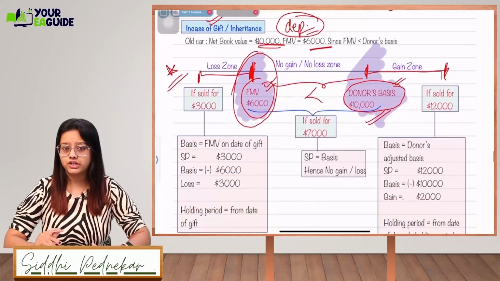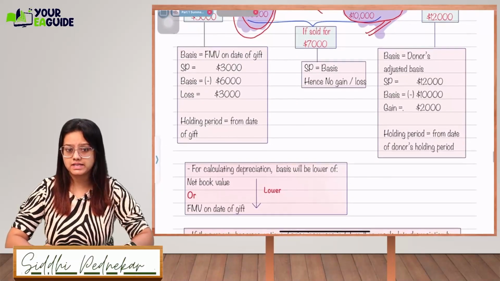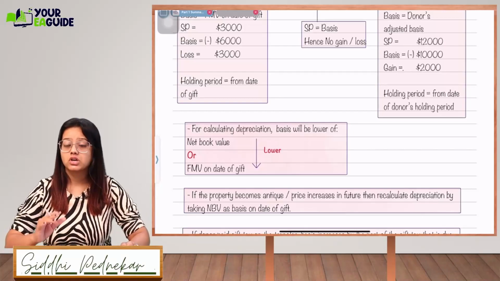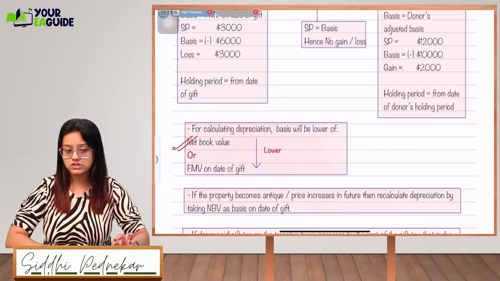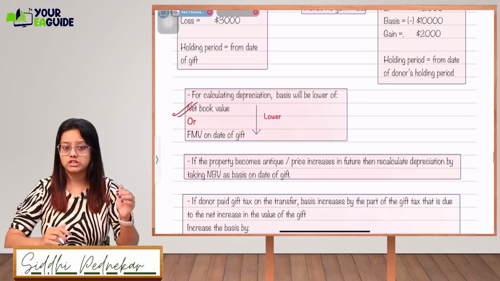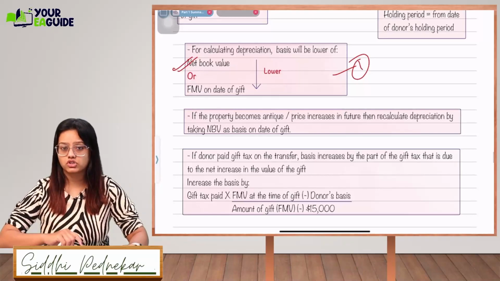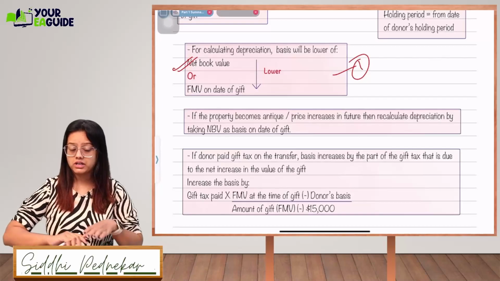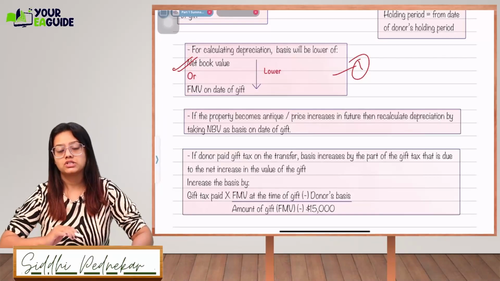Next is disposition in case of gift and inheritance. We have already seen. Please go through this numerical example. For calculating the depreciation, if you have received a gift and you are using that property in the business, on what value are you going to calculate the depreciation? Take the net book value, means the donor's basis, or FMV on the date of gift, whichever is lower. That much amount will be used for the depreciation calculation. I think there was one question on this also. From this chapter, basis of property, gains and losses, there are so many questions. So please do not skip anything from this chapter.